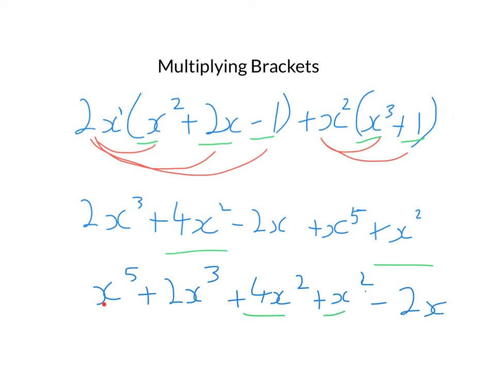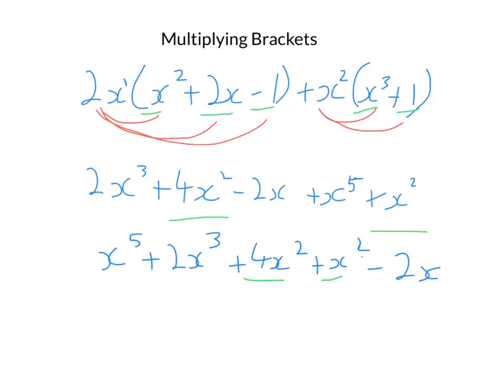So we've gone in powers from the biggest down. X to the power of 5, to the power of 3, to the power of 2, then to the power of 1. So then the last thing that's left to do is just to simplify those two like terms. So we'll rewrite out the rest of the equation. X to the power of 5 stays the same, 2x to the power of 3 stays the same, and then 4x squared plus another x squared will give us 5x squared minus 2x.